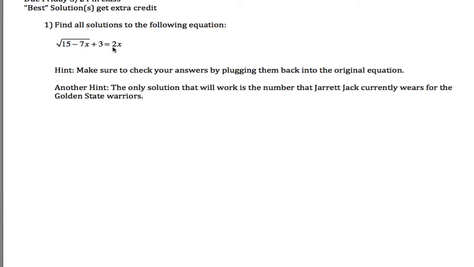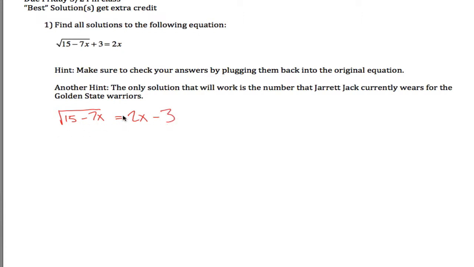But a more immediate problem is this square root right here. That makes things difficult to deal with. So what we're going to do when we're solving this problem is first try to get rid of this square root. So I've got 15 minus 7x, and on the outside of the square root I have this plus 3 is equal to 2x. So I could subtract 3 from both sides of the equation to get here.